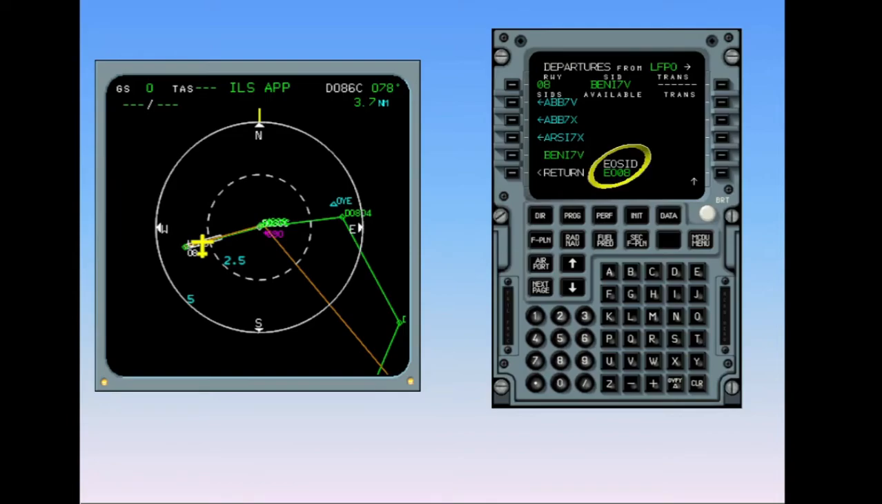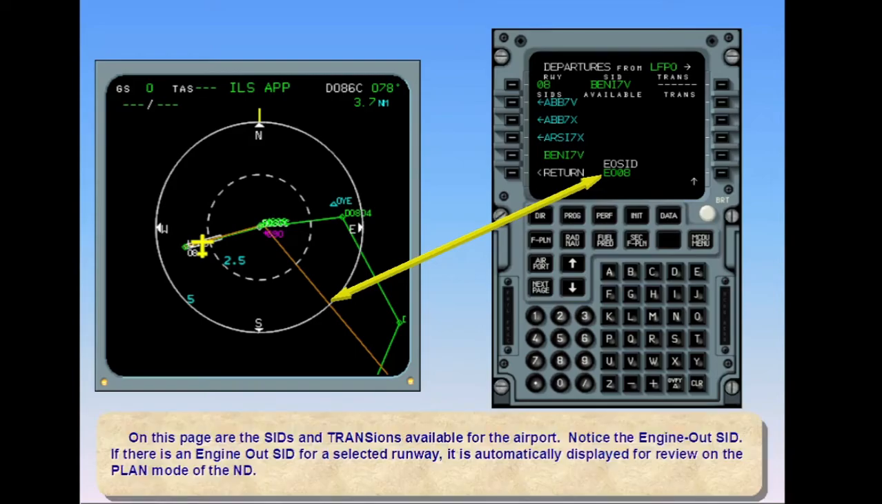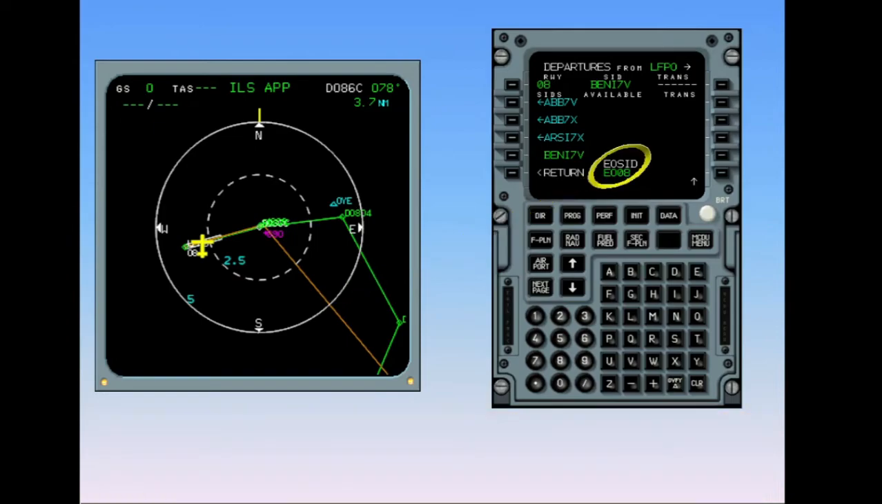If there is an engine out SID for a selected runway, it is automatically displayed for review on the plan mode of the navigation display. If the aircraft is on a leg common to both the departure and the engine out SID, the engine out SID is automatically displayed should an engine failure occur. However, should the engine failure occur on a leg not common to both, the engine out SID will not be available.